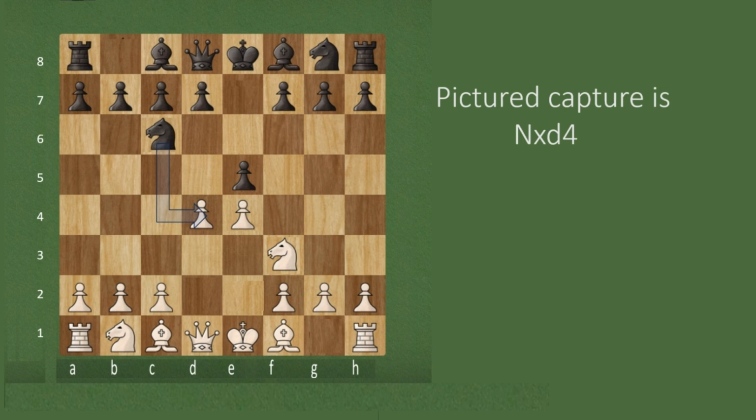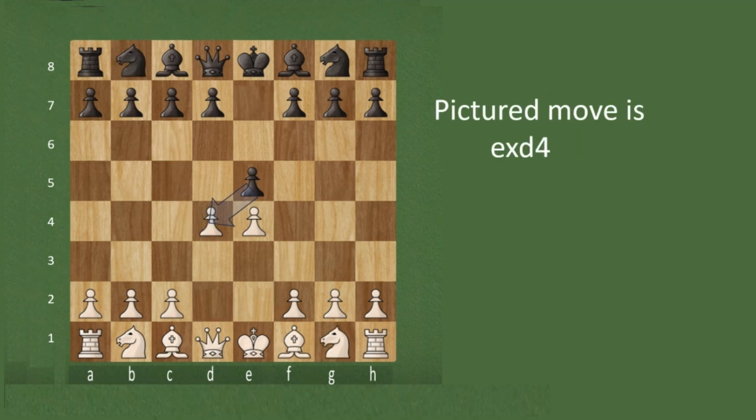We record captures with an X. Here the black knight is capturing the pawn at D4, and the notation is capital N, followed by X, followed by the square, which is D4 in this case. We record a pawn capture by writing the file the pawn is starting from, here the E file, followed by an X, followed by the square of the piece being captured, here D4.